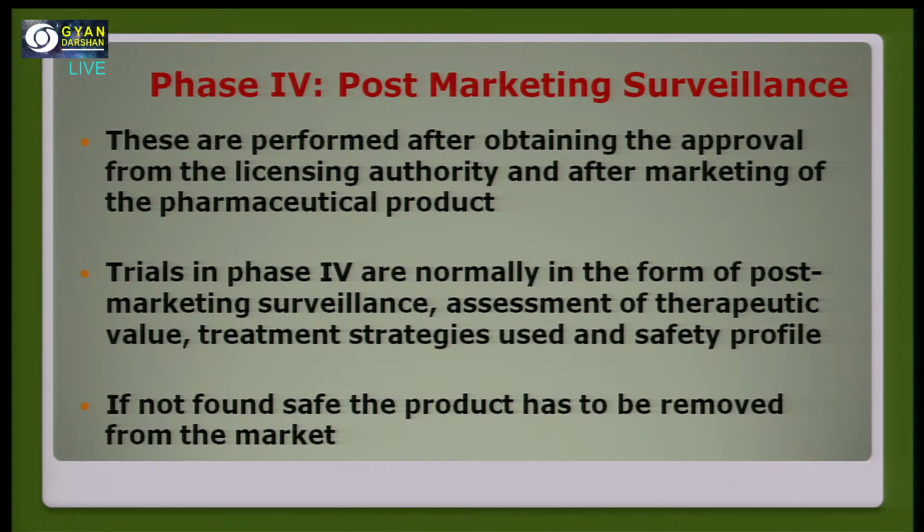In the 4th phase, which is after we obtain the license of the drug, post-marketing surveillance, these are performed after obtaining the approval from the licensing authority and after marketing of the pharmaceutical product. These trials in phase 4 are normally in the form of post-marketing surveillance, assessment of therapeutic value, treatment strategies, and use and safety profile. If not found safe, the product has to be removed from the market.